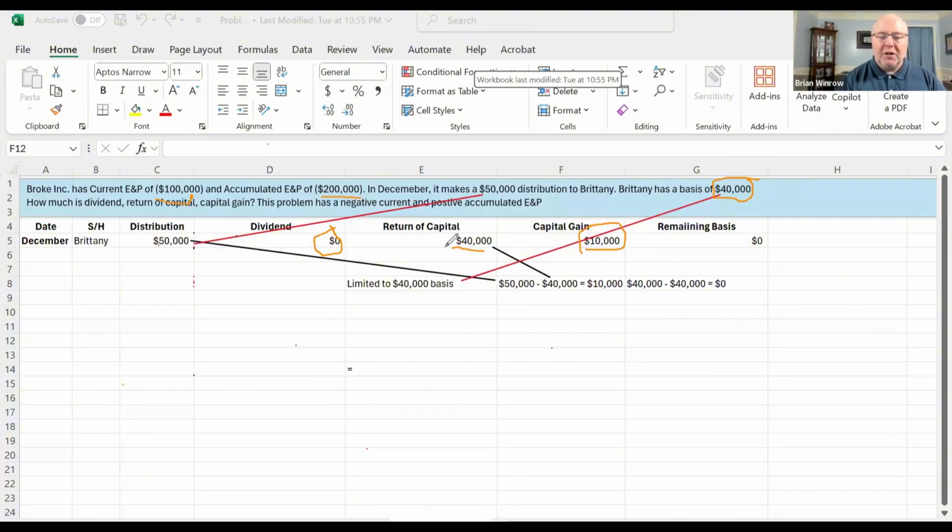So of our 50 distribution, let's try that again. That $50,000 distribution, 40,000 is going to be return of capital. $10,000 is going to be our capital gain. We've reduced our basis all the way down to zero, as it shows in the return of capital component of it. So pretty easy when we have a negative and negative because we're not going to have any dividends. We just jump straight over to return of capital to the extent of basis. And then anything after basis has been reduced down to zero has to be a capital gain. And we're finished with that.